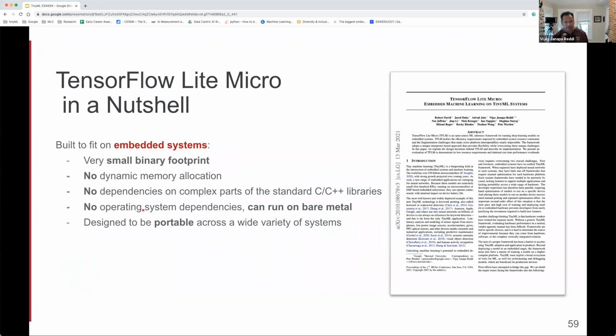So TensorFlow in a nutshell, right? You can check out this paper that we wrote. It's a collaboration between Harvard and Google. It's out, and a lot of embedded system companies are adopting it. And I'll tell you why. TensorFlow is something you've probably heard about. It's a framework that allows you to train neural networks and do inferences. In other words, use this black box to say whether it's a cat or a dog.